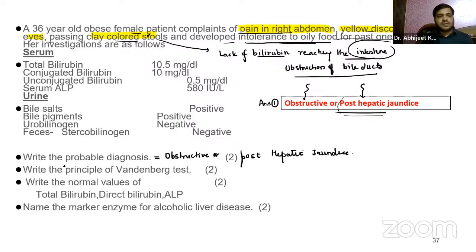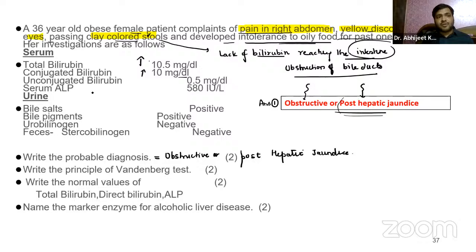Now, the second question is about the lab findings, the principles of the Vandenbergh test. Firstly, you should know the normal values of total bilirubin and direct bilirubin. The total bilirubin is 10.5, so that obviously indicates jaundice. Yes, it is elevated. We have high conjugated bilirubin, that is 10. So it points towards obstructive jaundice, since conjugated bilirubin is water soluble, and it increases in bile duct obstruction.